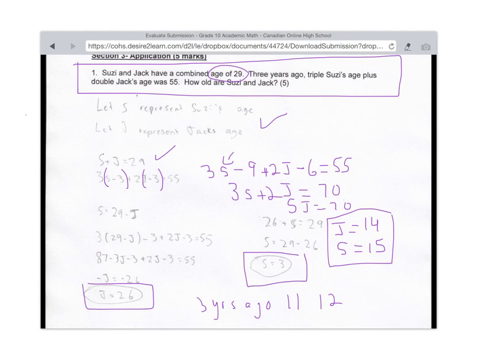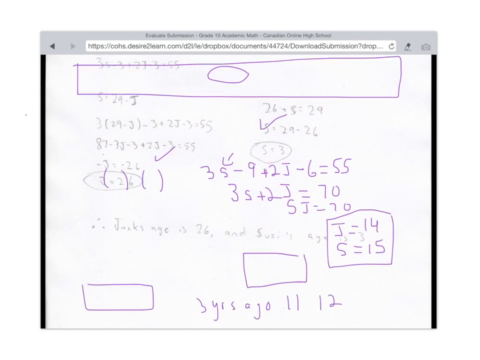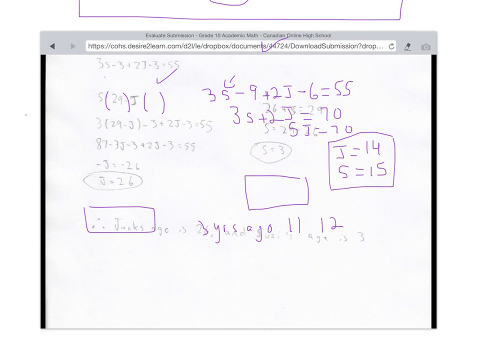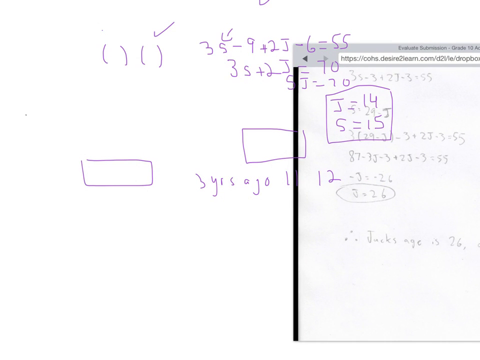So the other thing that I want you to remember to do when you have a word problem is to make sure that, I missed it. I was going to say I wanted you to put a final statement, but you did. So you're fine there, Jack's age is. It was just that the statement itself wasn't correct.